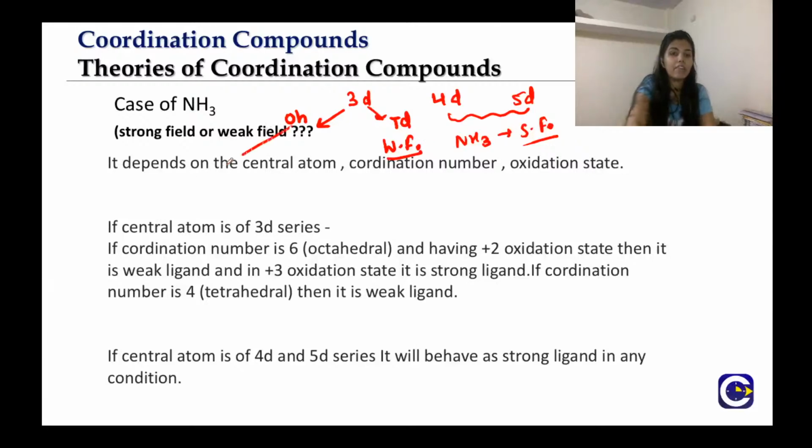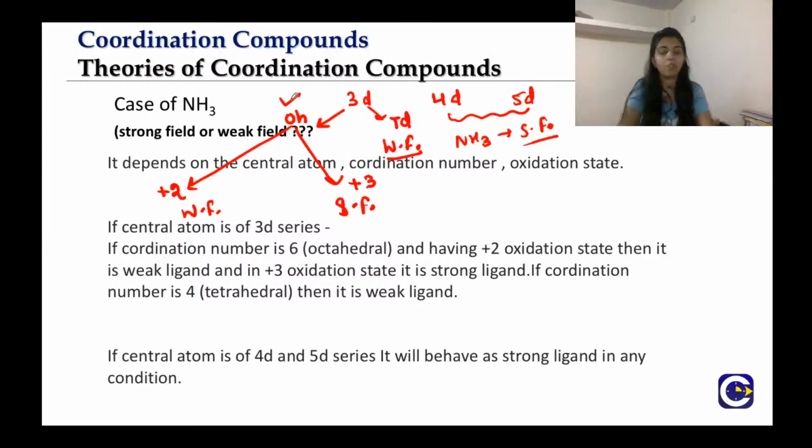While octahedral will have two cases. What are the two cases? If the oxidation state is +2, then it will behave as a weak field ligand, and if the oxidation state is +3, then it will behave as a strong field ligand. This you should know about ammonia.